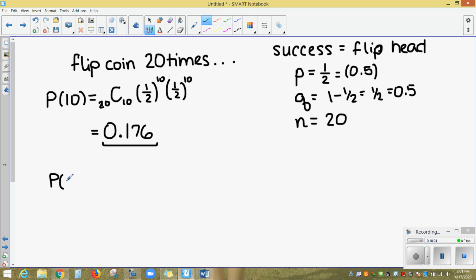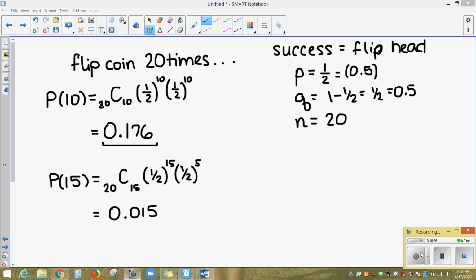If we want to know the probability that we would get exactly 15 heads, out of the 20 flips of our coin, we want 15 of them to be heads. The probability of flipping a head is 1/2. Again, the probability of flipping a tail is also 1/2. That we have 15 successes and 5 failures. Go ahead and type that into your calculator and come back when you have the answer. We should get 0.015 out of that.